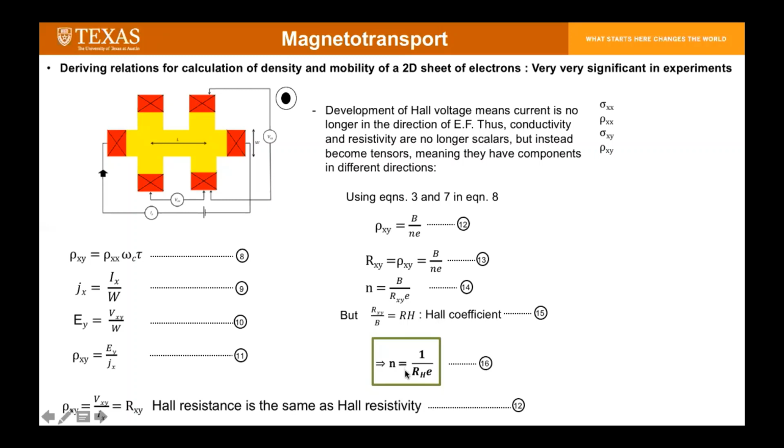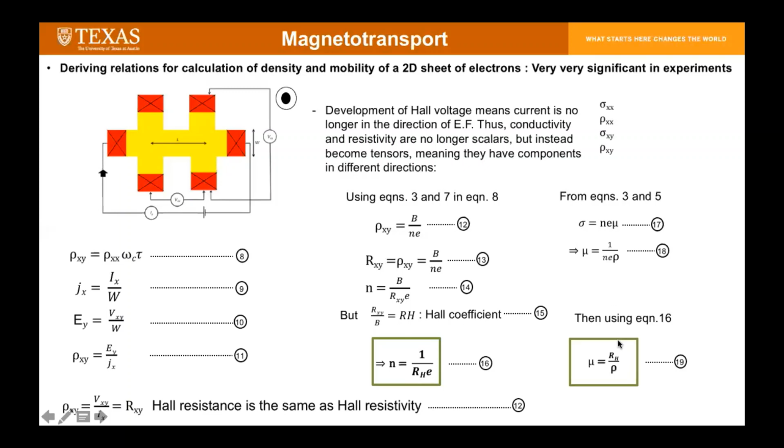And moving on, you can use this to also find out the mobility of the system. So going back to the previous equation of mobility, we rearrange it to get this, and then we simply substitute the value of density that we've just found, and we get a value for mobility as well. So these two expressions, I cannot stress enough how important they are if you want to work with 2D systems.